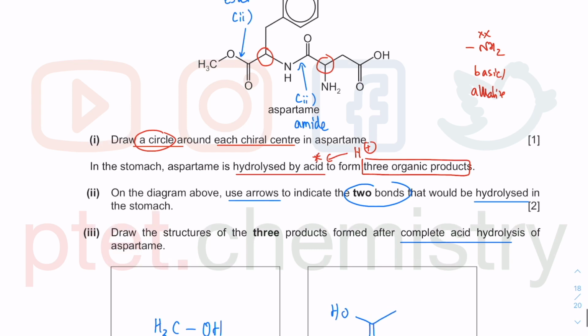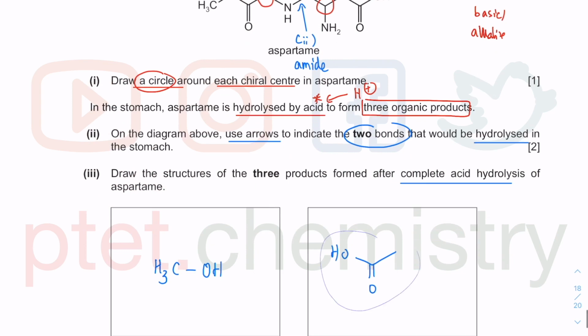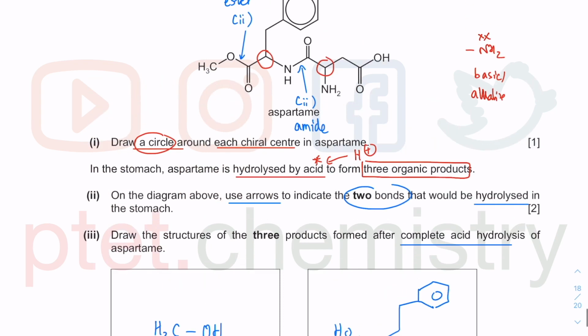It has a CH2 benzene ring. So I will just draw CH2 and then benzene ring, just like the question. And then on the other side, I have a NH, but this is amide. The amide will get hydrolyzed as well. I should get NH2, but I'm under acid hydrolysis.